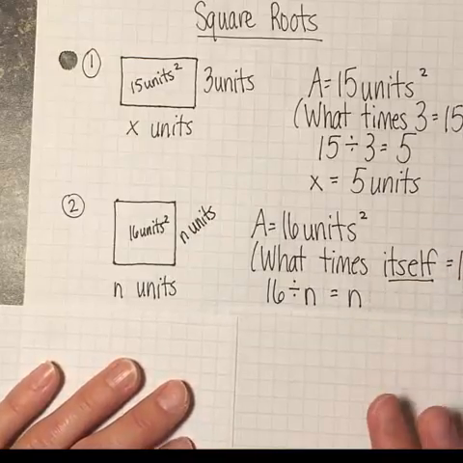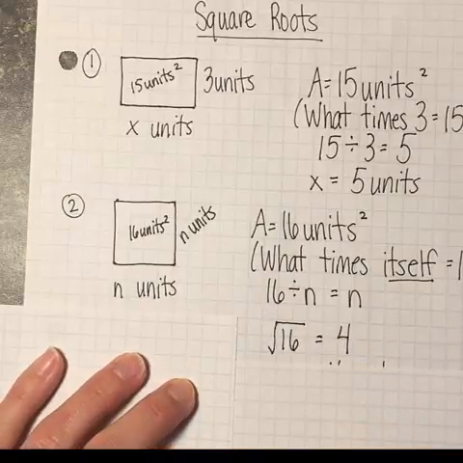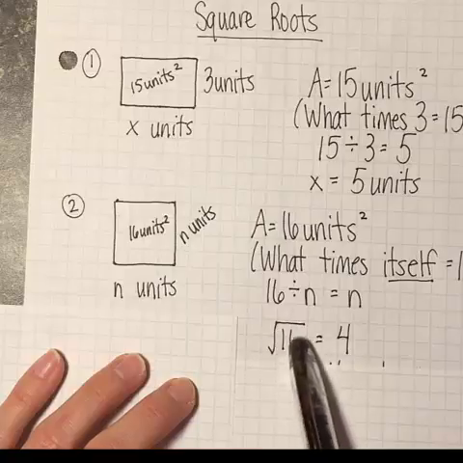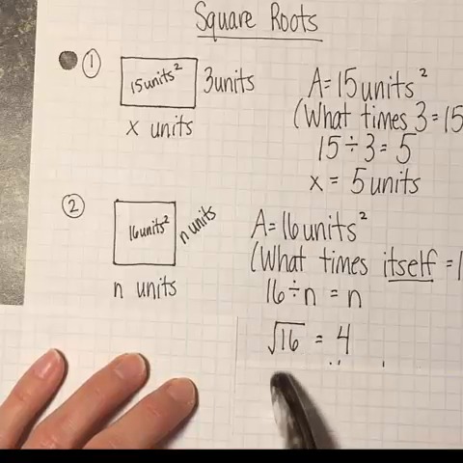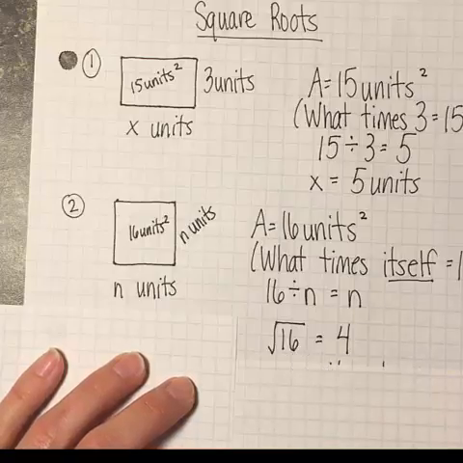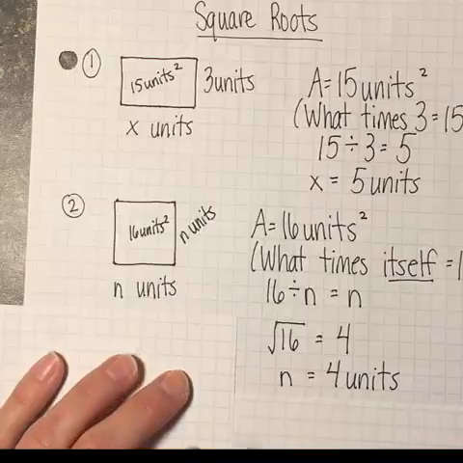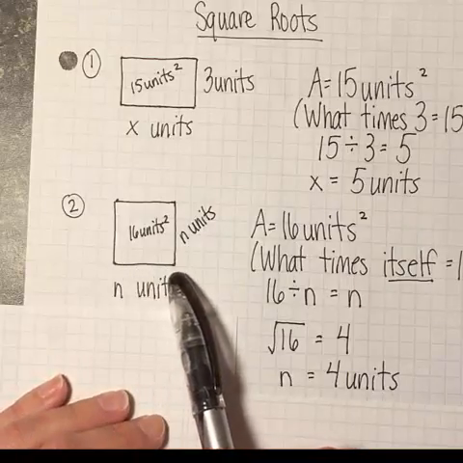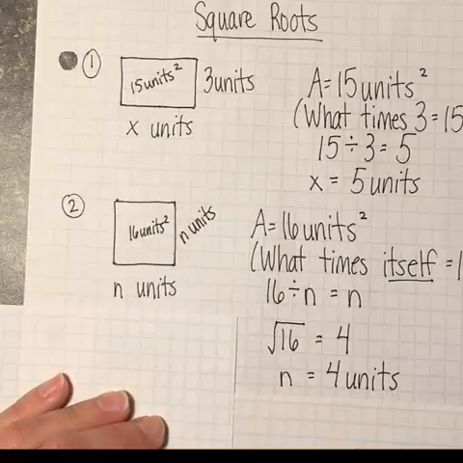So we have this handy symbol, the square root symbol. And the square root symbol means what times itself equals what this number is that's under the symbol. What times itself equals 16? We know, because we know our multiplication facts, that the answer to that is 4, and that our solution to this problem would be n equals 4 units. This square is 4 units by 4 units.